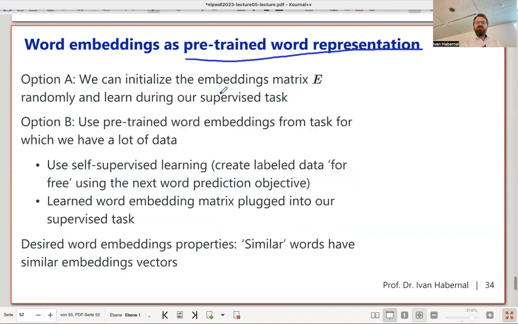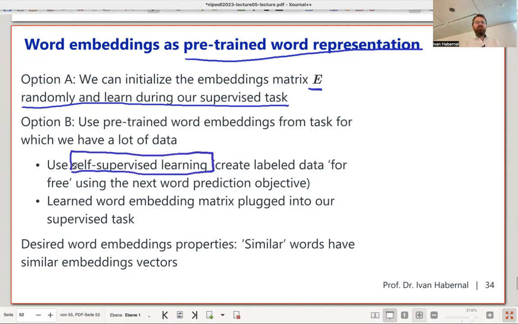So we can just initialize the embedding matrix E randomly and learn it during our supervised task. Or we can use the pre-trained word embeddings from a task for which we have a lot of data, such as self-supervised learning. Okay, so this is actually an interesting concept. I want to highlight it. Self-supervised learning is what we did here.